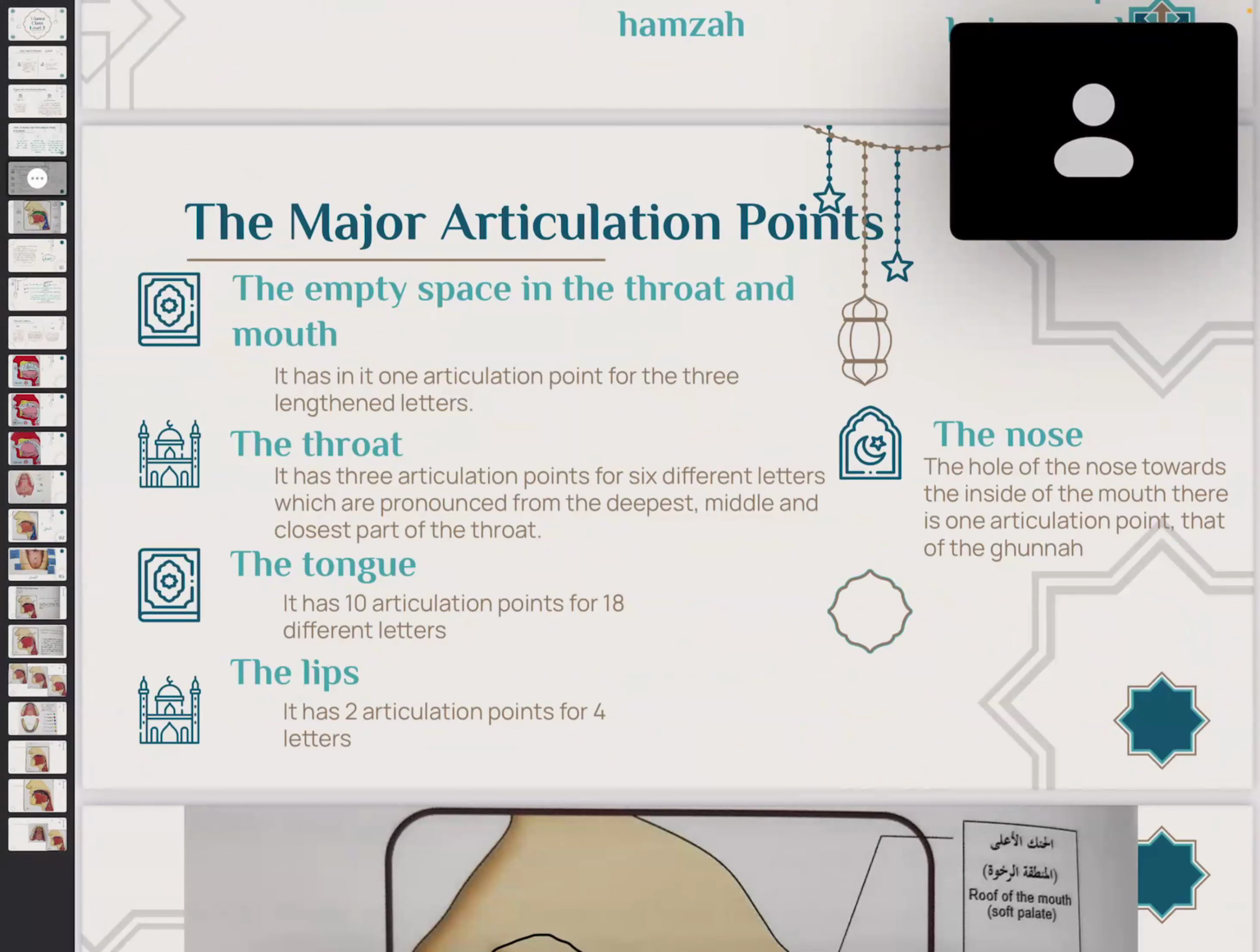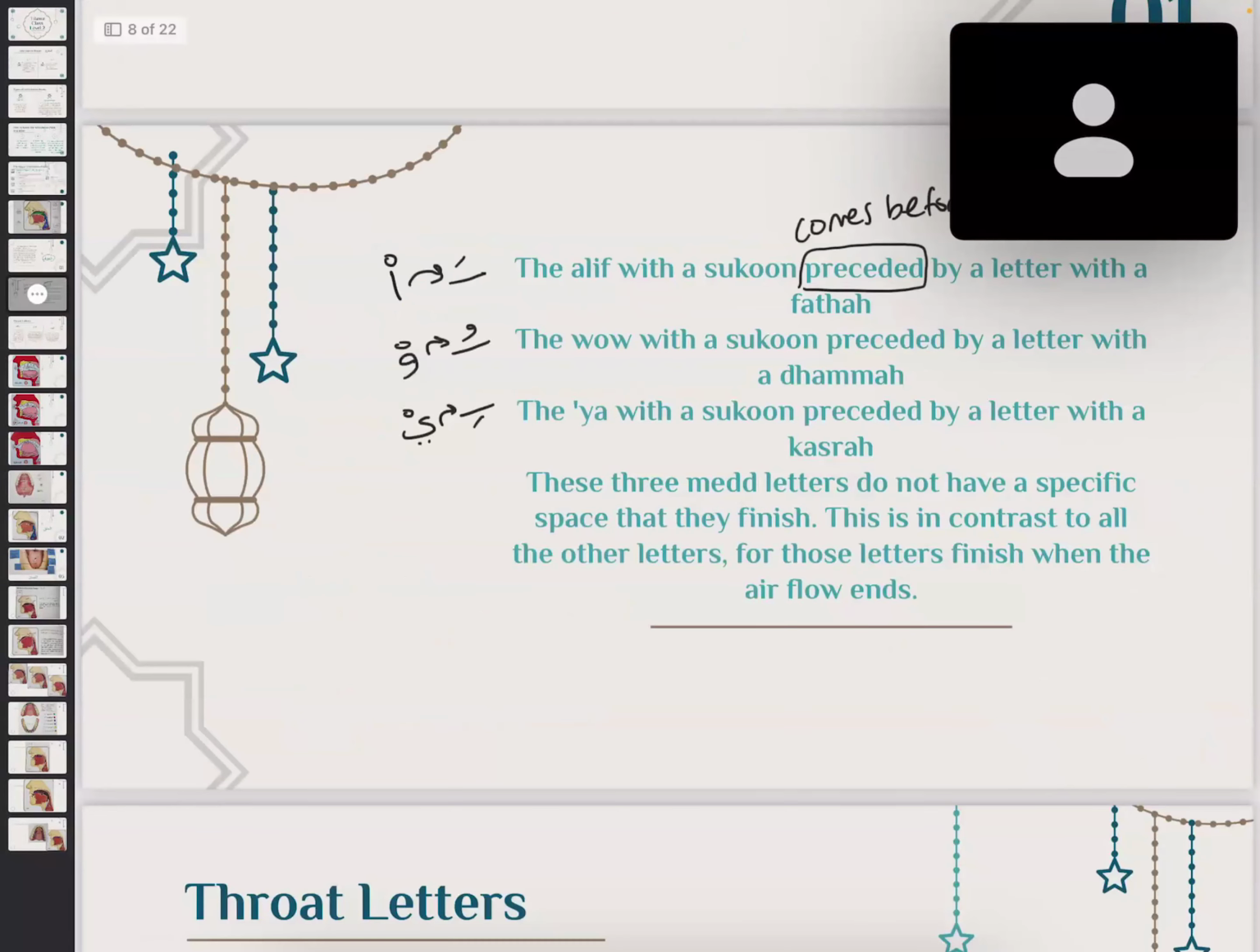The empty space in the mouth and throat is the articulation point of حروف المد, the madd letters ألف, واو and ياء. The ألف with a سكون is preceded by a letter with فتحة. The واو with a سكون is preceded by a letter with ضمة. The ياء with a سكون is preceded by a letter with كسرة. The throat letters are همز وهاء، عين حاء، غين خاء.